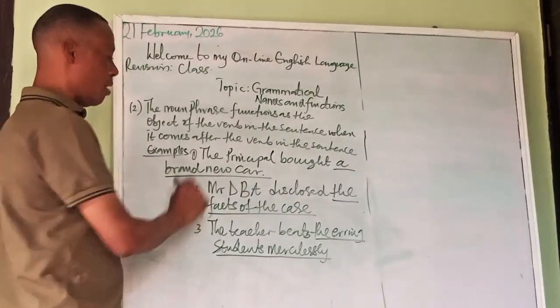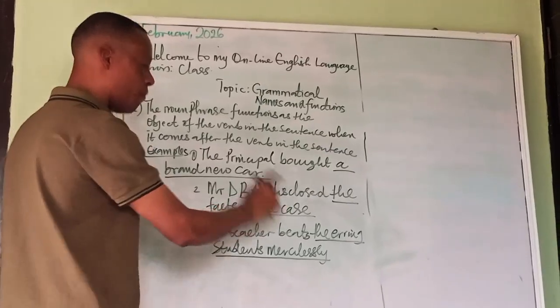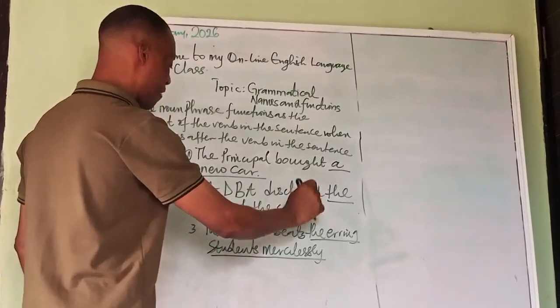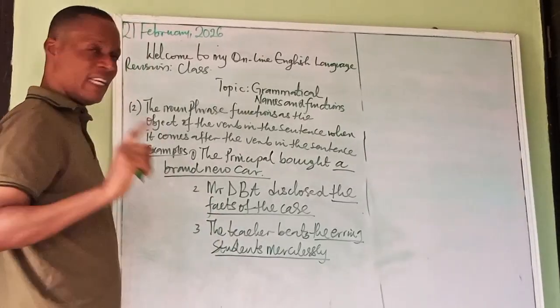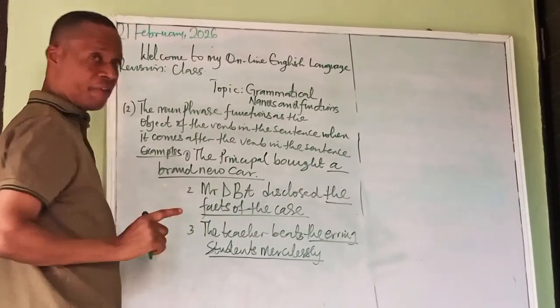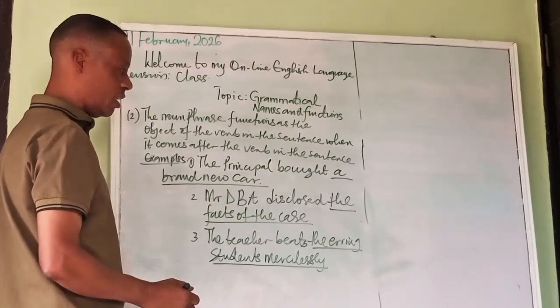Example number two. Mr. DBA disclosed the facts of the case. In this expression, the facts of the case is the noun phrase, and it is coming after the verb disclosed.